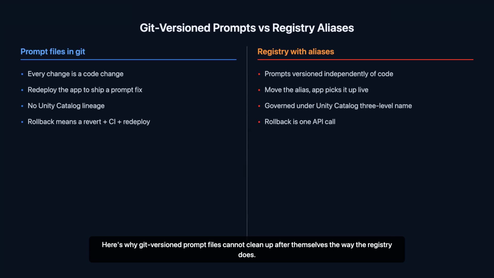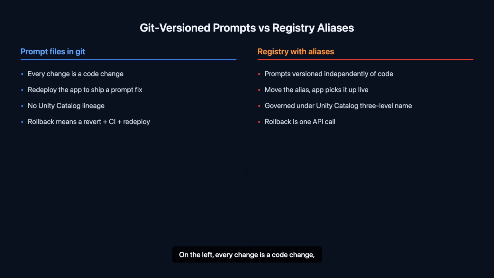Here's why Git-versioned prompt files cannot clean up after themselves the way the registry does. On the left, every change is a code change. Every fix requires a redeploy. There's no Unity Catalog lineage on the prompt itself, and rollback means a revert plus CI plus a redeploy, minutes at best, hours in practice. On the right, prompts are versioned independently of the code that uses them. Moving the alias takes effect immediately. Governance lives under the Unity Catalog 3-level name, and rollback is one API call. Gated release with rollback is what the alias mechanism is built for. Git can't do this cleanly.